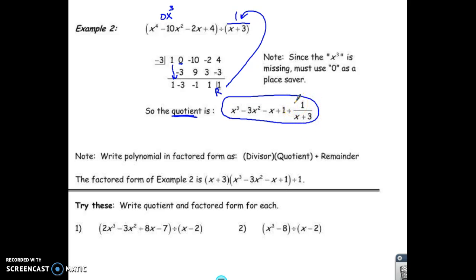All right, good. Now, factored form is a little different. Notice what it says. Divisor, quotient, then just tack on your remainder at the end. So look at this right here, our quotient, and look at this right here, plus 1 at the end. Make sure you know the difference between the factored form as well as the quotient. I will be asking you that on the assessment.